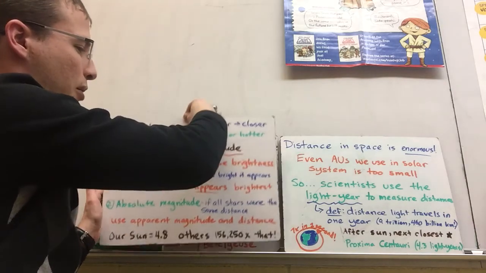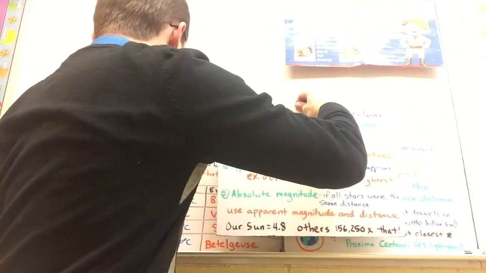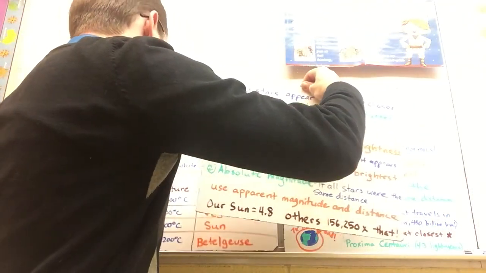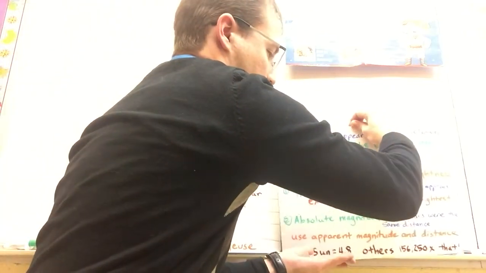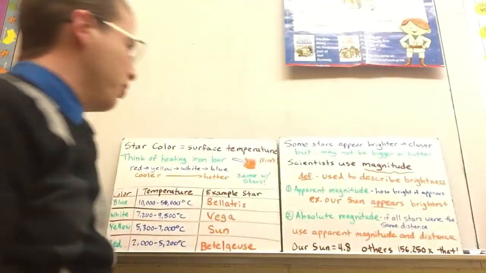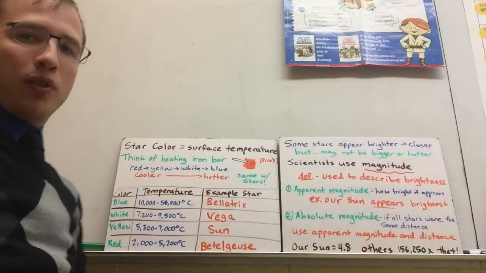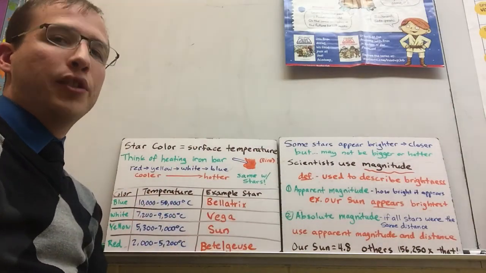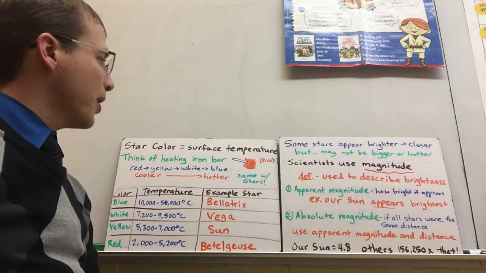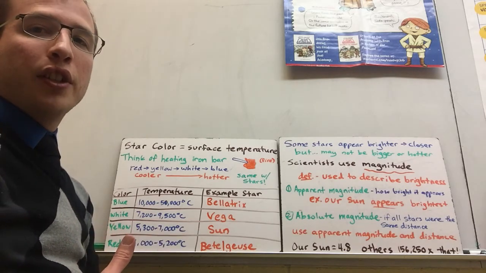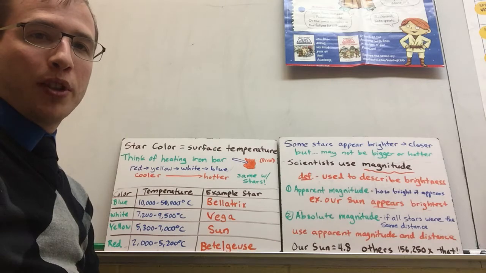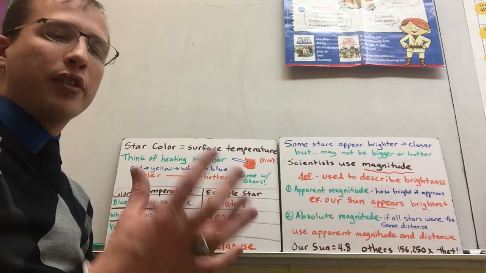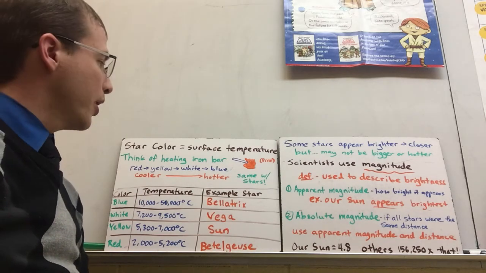So let's see how the brightness can relate to the temperature, okay, and the color. When we look out at the stars, you might have noticed that there are different colors of stars. Well, this is because the color actually tells us about its surface temperature. So not the core of the star, but on the outside, what temperature it is.